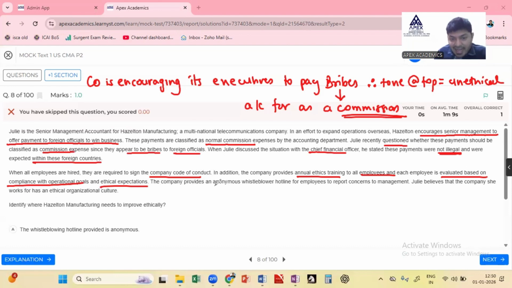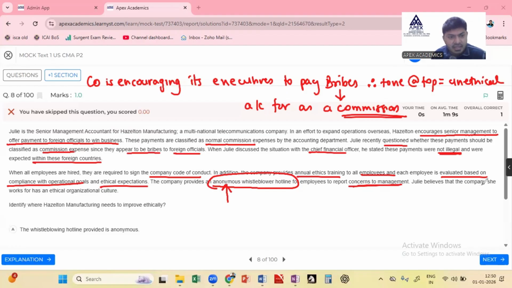The company provides an anonymous whistleblower hotline. What is the meaning of anonymous whistleblower hotline? You find anything wrong in the company, you find something bad is happening, something unethical or illegal is happening, contact your superiors immediately. Your identity will be protected because it will be kept anonymous. Anonymous means identity is protected. An anonymous whistleblower hotline is provided to the employees to report concerns to the management if there are any concerns. Meaning, as I said, anything wrong, unethical, illegal, etc., you can report it to the management.